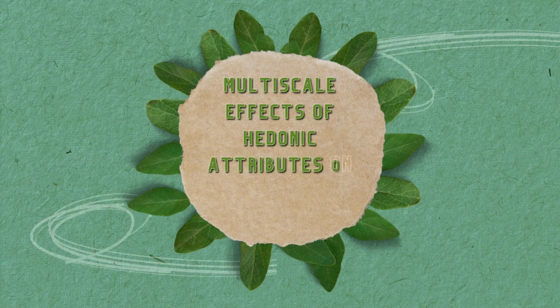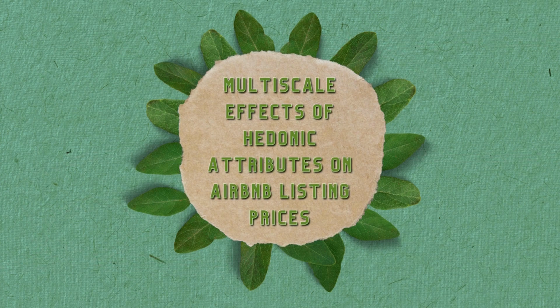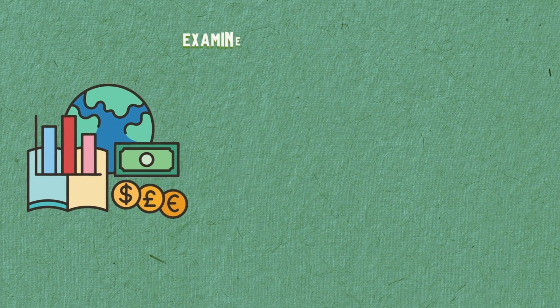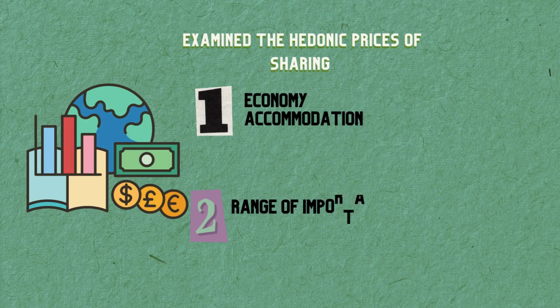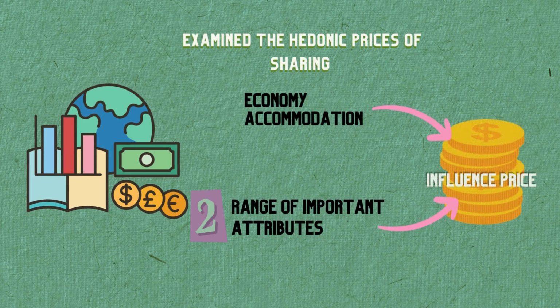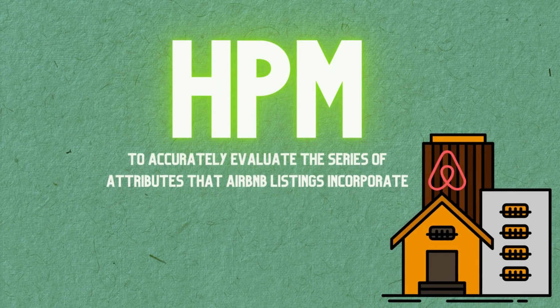Multi-scale effects of hedonic attributes on Airbnb listing prices. Previous studies have examined the hedonic prices of sharing economy accommodation and identified a range of important attributes that influence price. Therefore, it is necessary to use the hedonic price model to accurately evaluate the series of attributes that Airbnb listings incorporate.